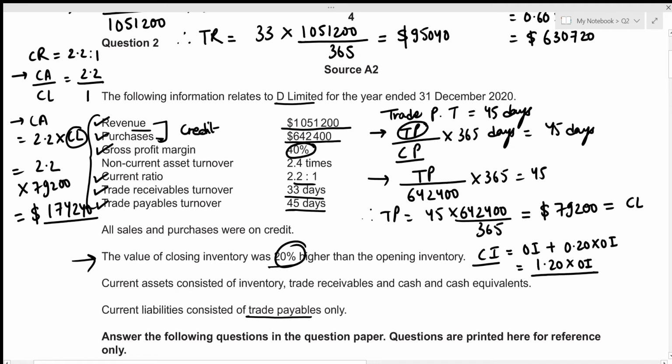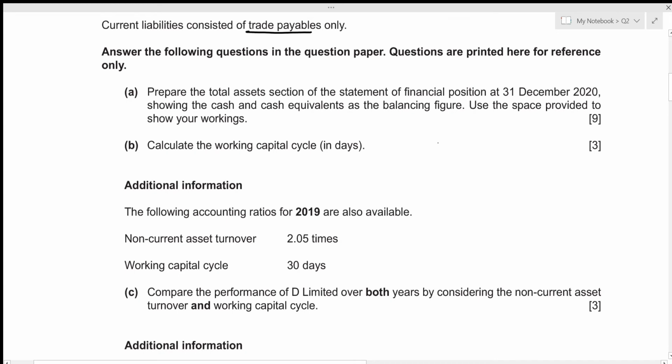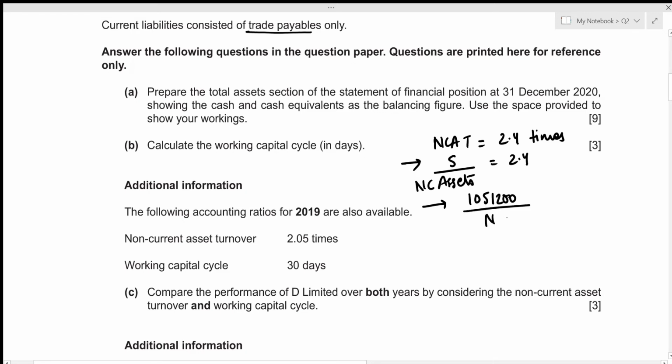Now we have our non-current asset turnover of 2.4 times. Let's solve that one as well. So we have non-current asset turnover of 2.4 times. And we know that the formula for non-current asset turnover is just the sales divided by total assets. And that's 2.4. And this will only be the non-current asset. All right, we are given the value of sales to be 1,051,200 divided by the non-current assets equals 2.4. So this gives the non-current asset to be 1,051,200 divided by 2.4, which gives our total value of the non-current assets to be 438,000.